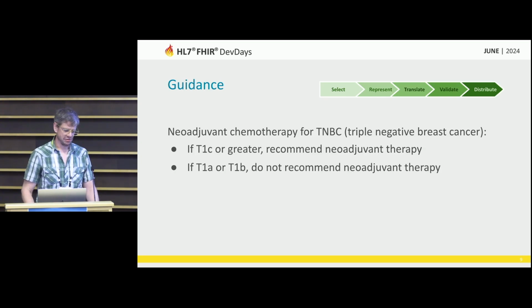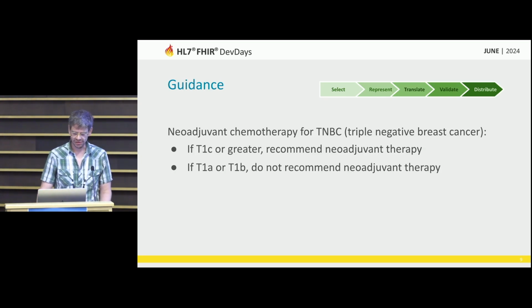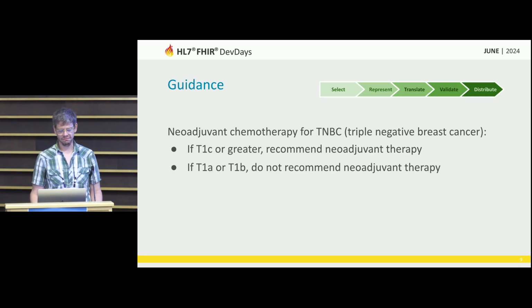The guidance that we're going to go over is neoadjuvant chemotherapy. This is therapy, like chemotherapy medicine, that you might get before your primary treatment for cancer. That's what neoadjuvant means. And TNBC is triple negative breast cancer. The tumor markers come back and they can be positive or negative many times, and this is the case where they're all negative. And by the way, this is pretend content. I'm trying to make it look realistic, but I am not trained in medicine, so that's an important asterisk.